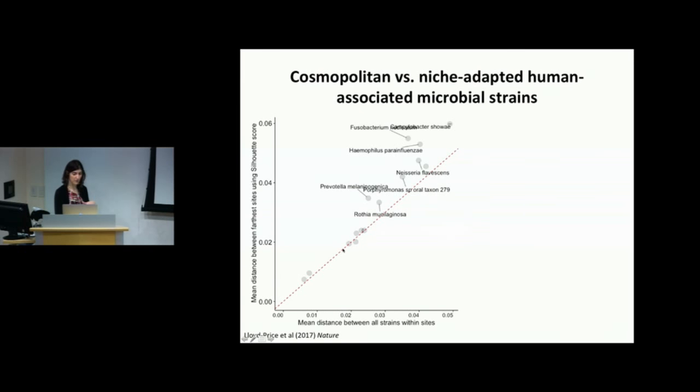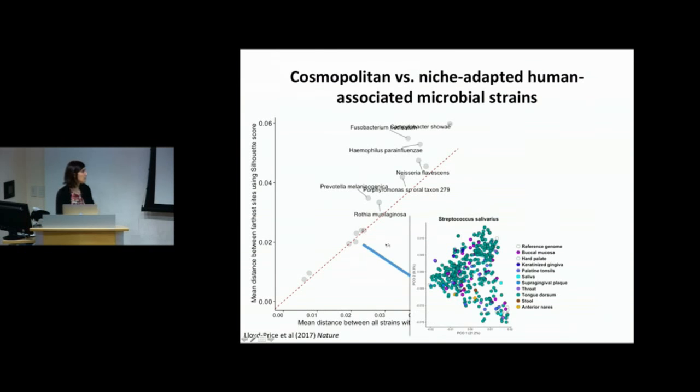And you could see that there are some organisms, like Streptococcus salivarius, that fall right on this line. So that means that the strains that you find in the mouth are as similar to the strains that you would find on the skin. And you could see that here, each dot is a sample that has this species in it, and the samples are kind of all mixed together.